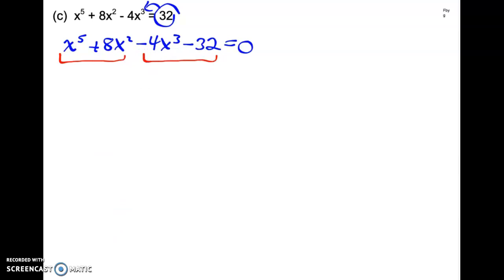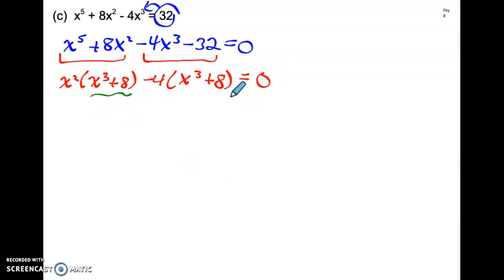So if we look at the first 2 terms there, we could pull out an x squared, and we'd be left with x cubed plus 8. And out of the next two, we could pull out a negative 4, and we'd be left with an x cubed plus 8. Okay, so factor by grouping does work here, because we do end up with that common bracket that we can now pull out. And we get one bracket that's x cubed plus 8, and one bracket that is x squared minus 4.